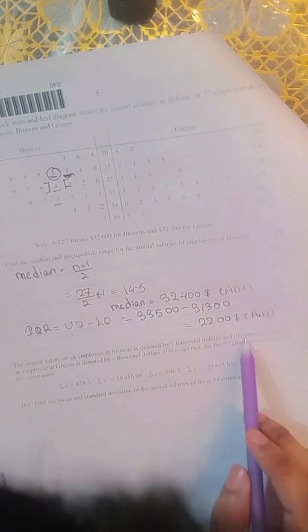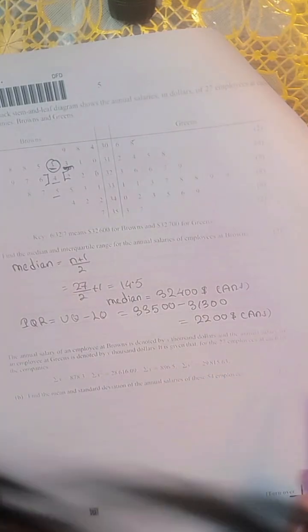Now we have the annual salary of an employee at Browns denoted by X thousands of dollars, and the annual salary of an employee at Greens denoted by $Y,000. It is given that for 27 employees at each of the companies, summation of X is 878.3, summation of X squared is 28616.09, summation of Y is 296.5, and summation of Y squared is 29815.63. Find the mean and standard deviation for the annual salaries of the total for 54 employees.